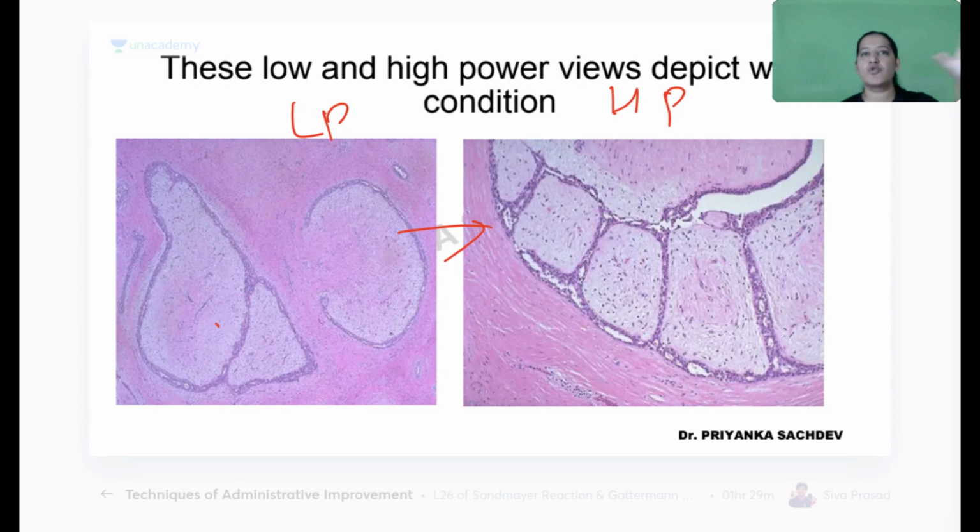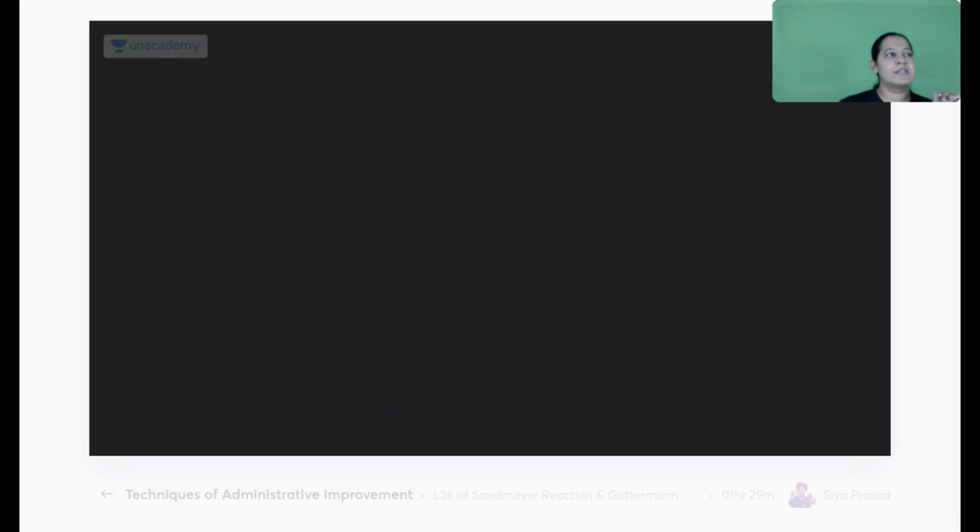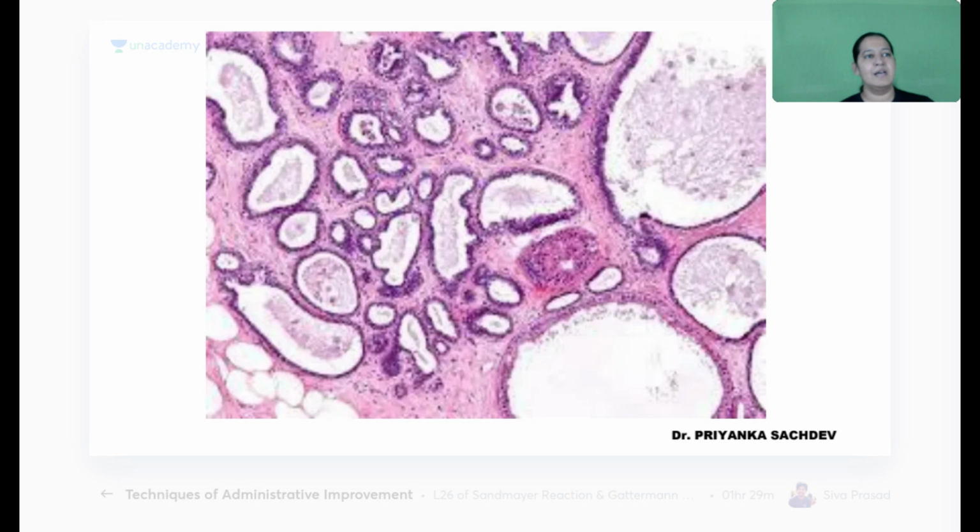What you can see is that the background stroma is too much. See the first image, the background stroma is too much. Actually, this is a breast. How does a normal breast look? This is a normal breast. In a normal breast, you find two components. The background is stroma. Can you see the background? The background is stroma. Let me mark the background. This is all background.